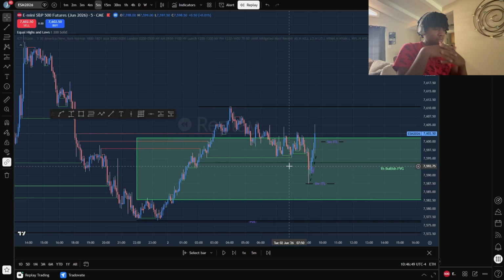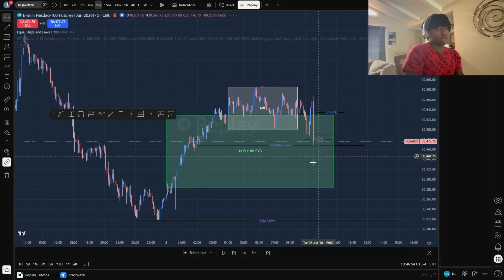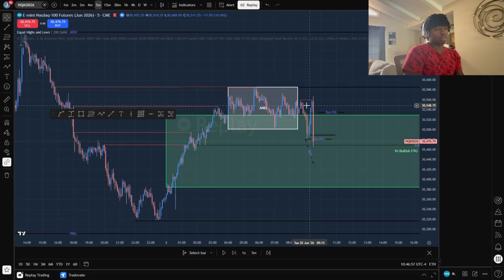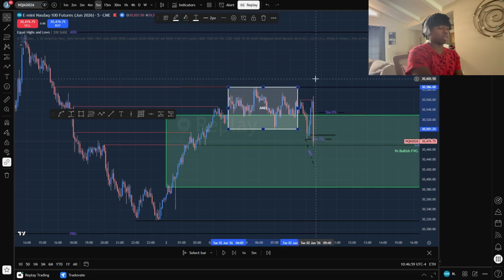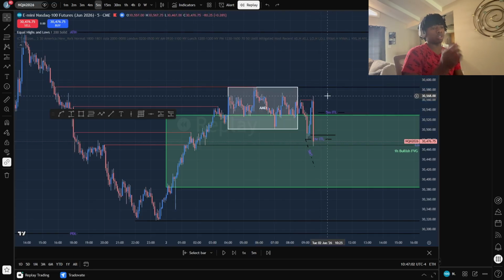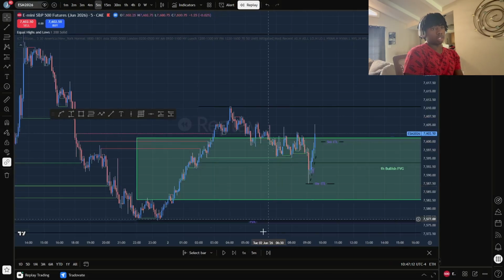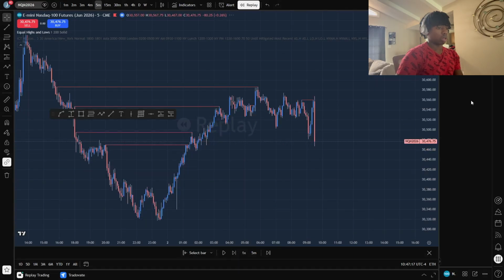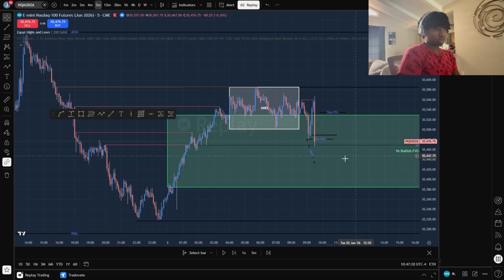I like it where ES is the lagging index, and right here NQ is the lagging index to deliver us higher. So right at this moment, AMD is not valid. I have to journal this trade though, so I'm gonna keep AMD right there, but it's not valid anymore because we're just chopping. And then ES just continues to deliver us higher. This price action's trash. Like, I don't know what to tell you, bro.